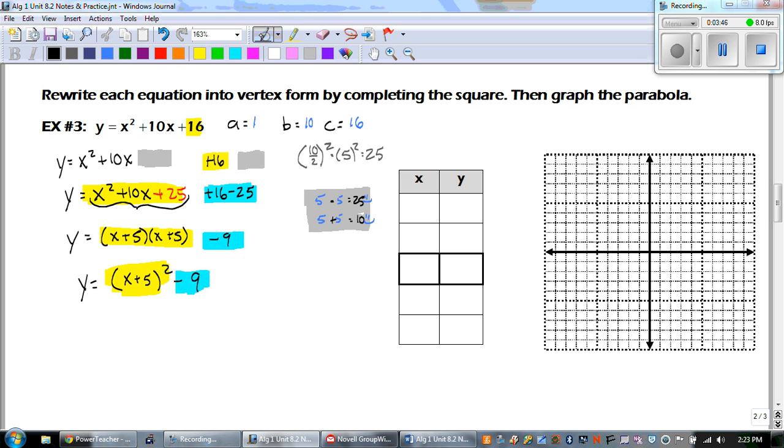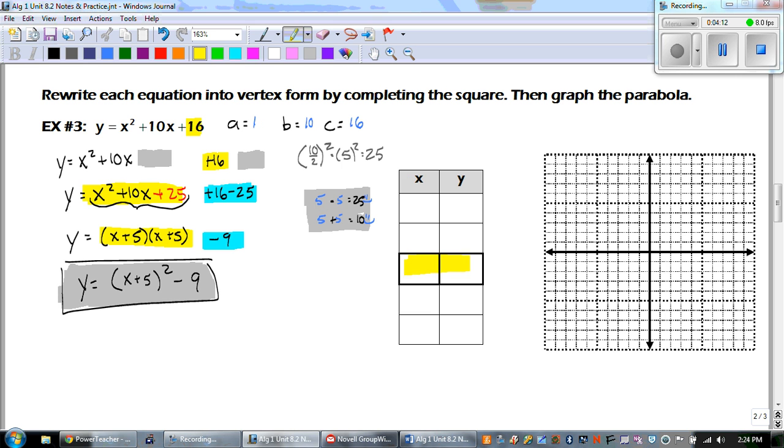So our final answer is y equals x plus 5 squared minus 9. This is our vertex form. That's what it's saying, put the equation into vertex form. Okay, there it is. So let's go ahead and graph.